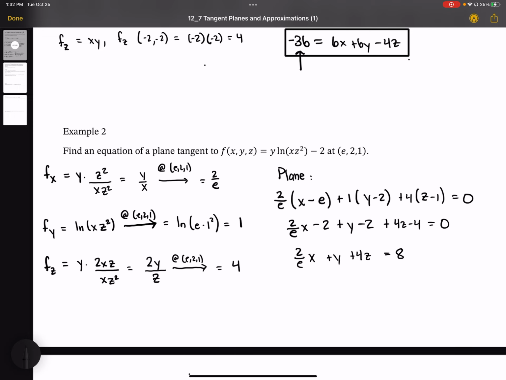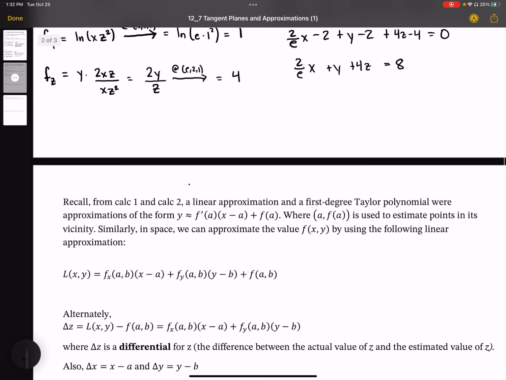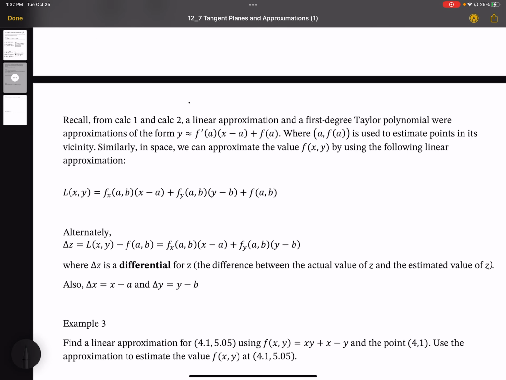That's kind of it. So from Calc 1 and Calc 2, we learned respectively that a first degree Taylor polynomial or a linear approximation can be written as the product of the differential times the partial derivative, or times the derivative at that point.